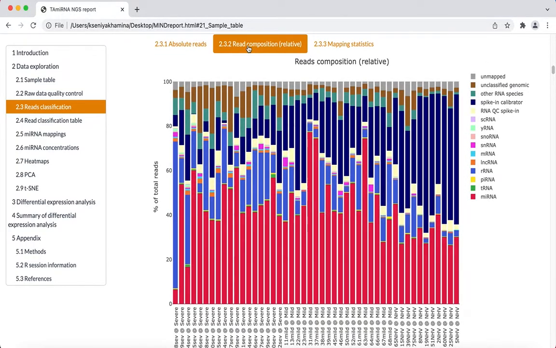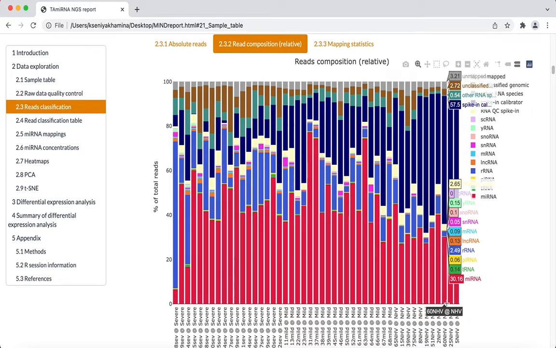2.3.2 contains information about relative read composition. Each graph depicts the percentage of total reads for each specific group of molecules, such as microRNA, tRNA, piRNA, etc., within each individual sample. We can also see the percent of the microRNA, for example, that were identified for each individual sample.